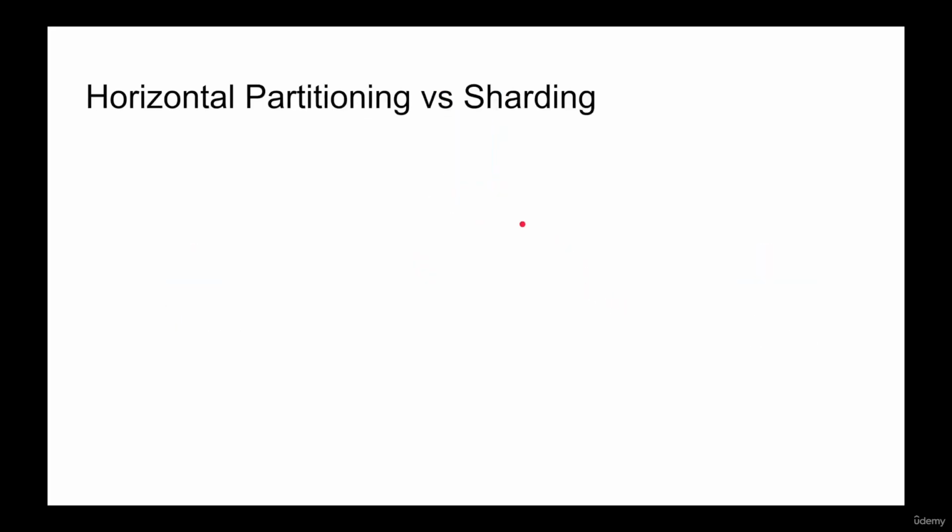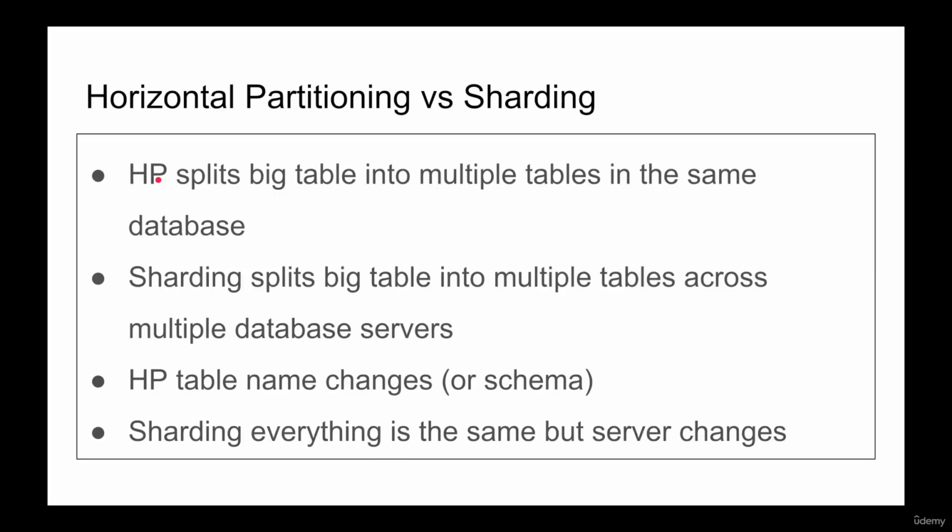All right, so let's talk a little bit about horizontal partitioning versus sharding. Horizontal partitioning splits this big table into the same database, but into another table, or maybe into another schema in the same database. So you share the same database, but now the client has to know the other schema or the other table name. It could be customers_west or customers_east, something like that. So that's horizontal partitioning. You spread your data within the same database.